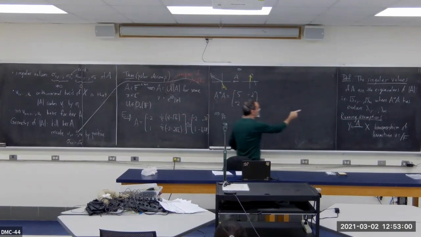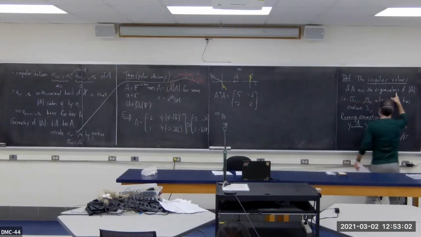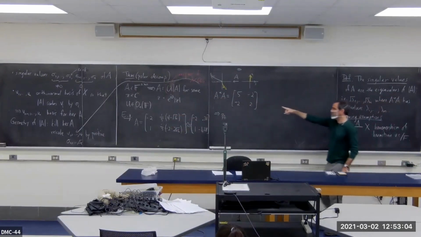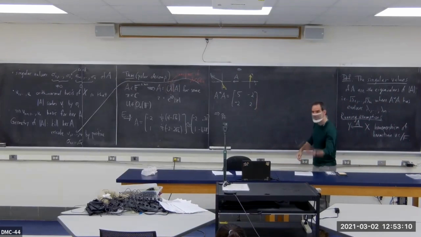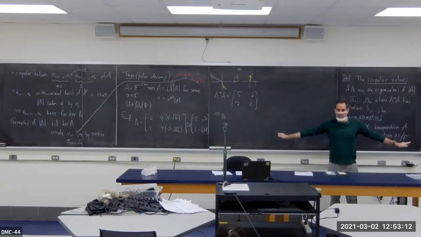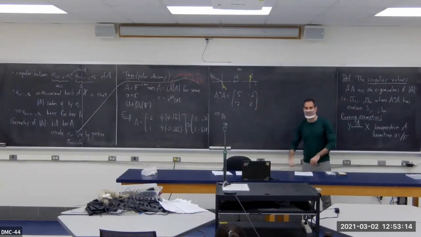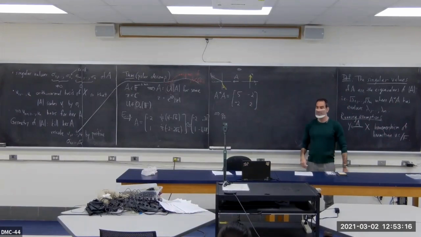Remember, we're supposed to be finding the eigenvalues, right? So this matrix, I claim, is positive definite. Well, okay, it's positive semi-definite. As it turns out, it is positive definite. How do you know, without doing any computation, that this matrix is positive definite? Look at the pictures on the board.